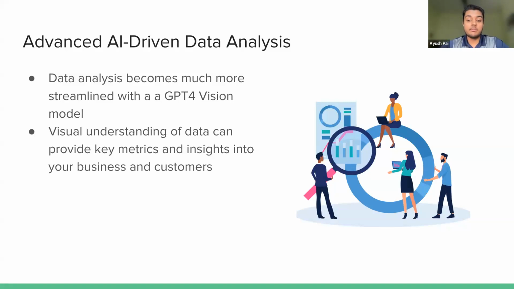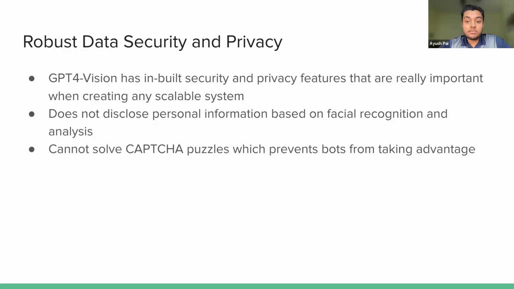So the GPT Vision API really prioritizes security and privacy, integrating robust features that are essential for any scalable system. And in an era where data breaches are a significant concern, the built-in security measures of GPT-4 Vision ensure that user data is handled with utmost care.